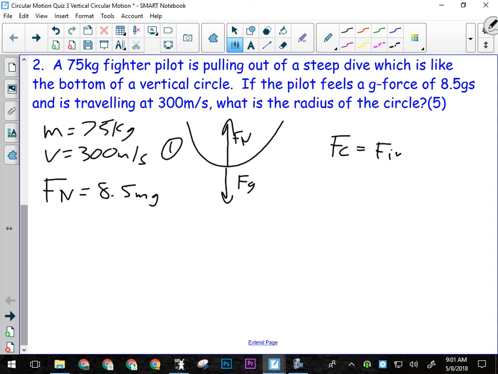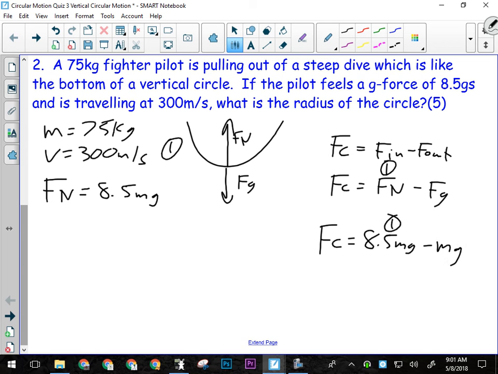Forces in minus forces out. So that's going to mean that Fc will equal normal force minus the force of gravity. Give them a mark for that. Okay, so that means then that Fc equals 8.5 mg minus mg. Third mark. They had to realize that in order to get this whole thing done. All right, what's 8.5 mg minus mg? 7.5 mg. So mv squared over r equals 7.5 times mg.